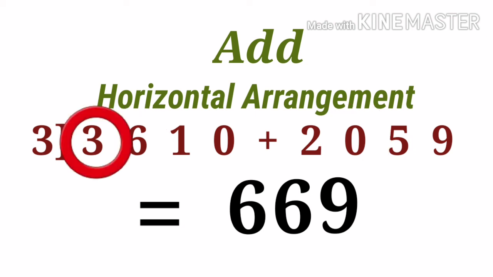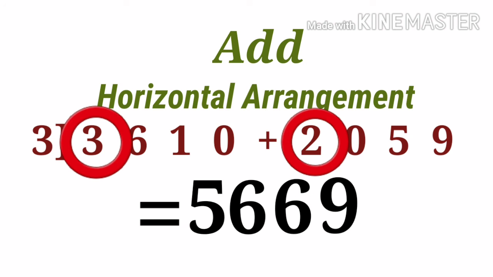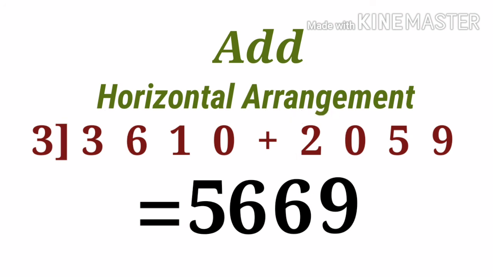Now look at thousands place. Which numbers are in thousands place? 3 and 2. Let's add 3 and 2. What will be the answer of 3 plus 2? Yes, 5. Write down 5 in your answer in thousands place. Now our answer is ready. Let's read: 5669.